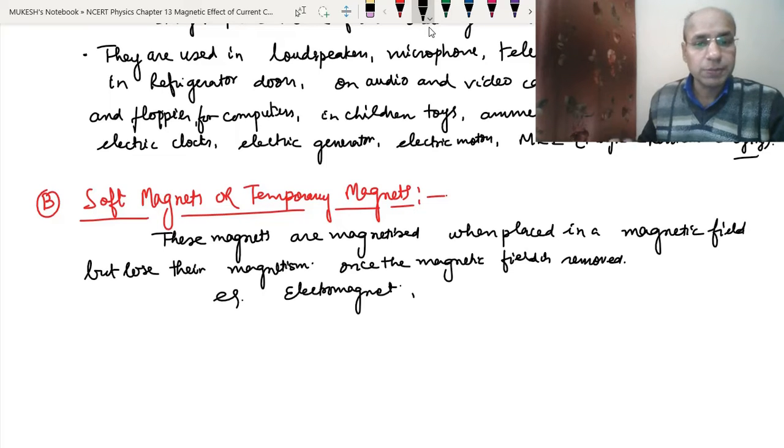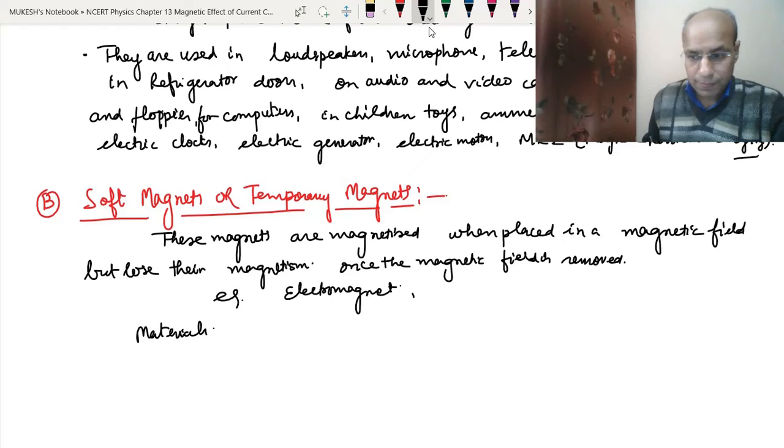And once we remove that magnet, the iron nail no longer remains a magnet. It loses all its magnetism. So this iron nail was a magnet only while it was in contact with that magnet. And once that contact is removed, it loses its magnetism.